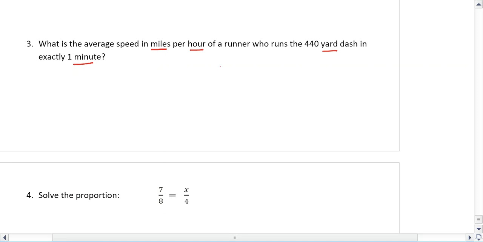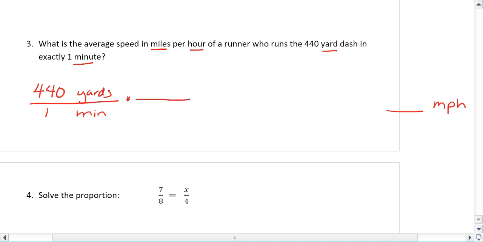So we're given a piece of information. We're given that she ran the race. She went 440 yards in 1 minute. Okay, this is the given information. And we want to do some conversions so that when we're all done here, way at the end, we have a number in miles per hour. So we have to change the yards into miles and the minutes into hours. And it really doesn't matter which one you do first, you just have to select one.